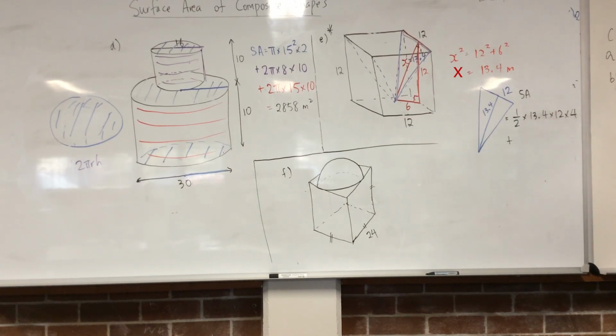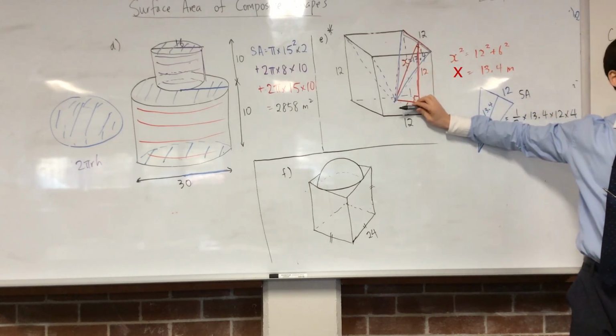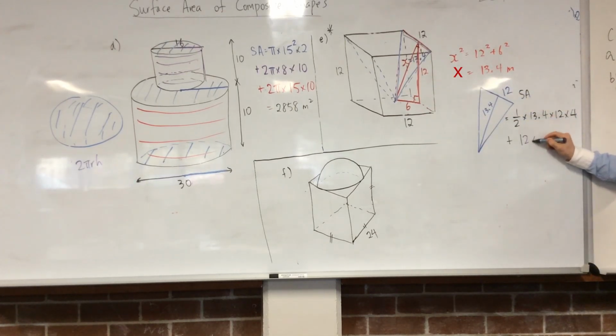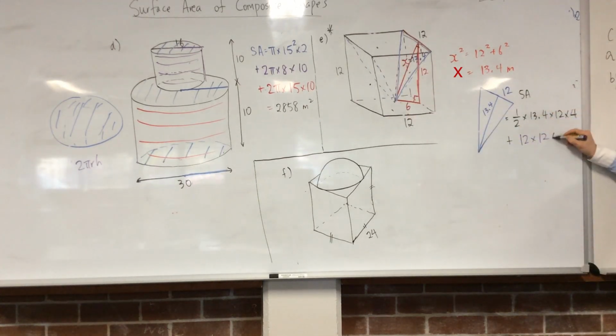Now, girls, listening, the easy part. What are we going to find? The cube, the cube's outside. That's just 12 times 12. And how many are there? 1, 2, 3, 4, 5.